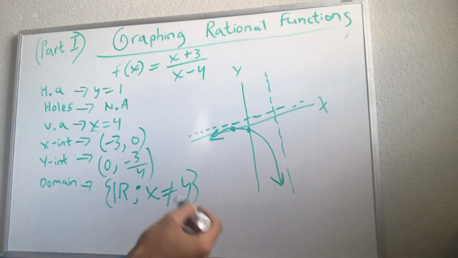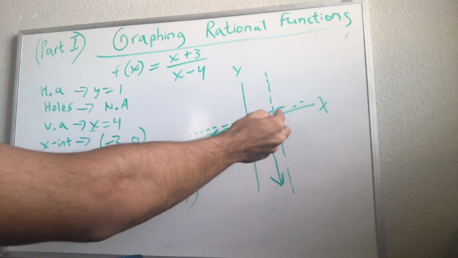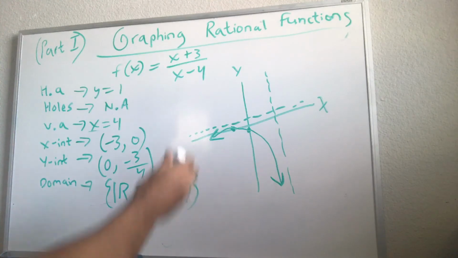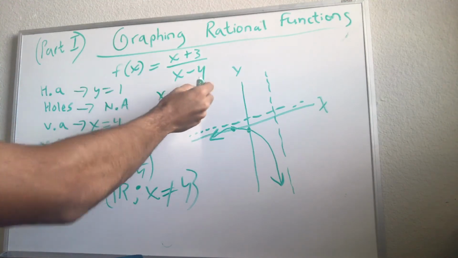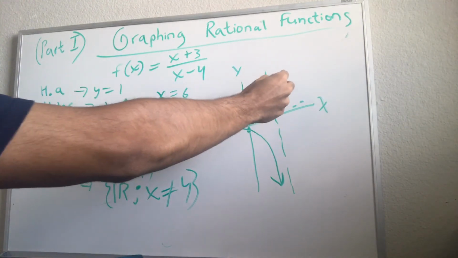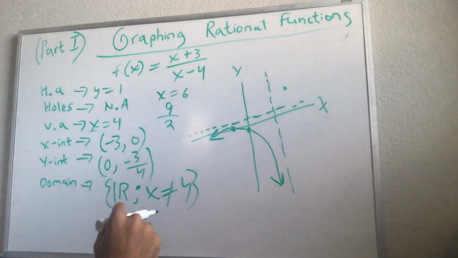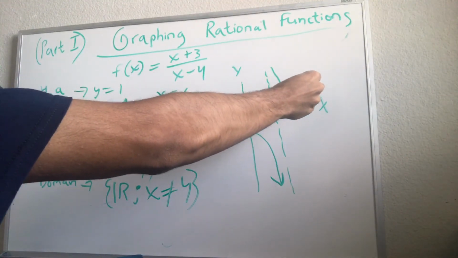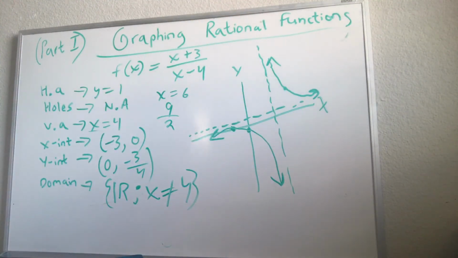To check that, we want to take some value of x that is greater than 4, so we can check which points exist when x is greater than 4. Let's just take something like 6. If x is equal to 6, then we do 6 plus 3, that's 9, and 6 minus 4, that's 2. So that's 4.5. Clearly, 4.5 would be somewhere here. If that is where 4.5 is, we know for sure that our graph must be something like that, where this is ongoing. So this is our sketch here.